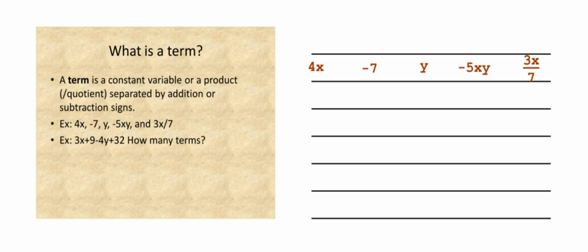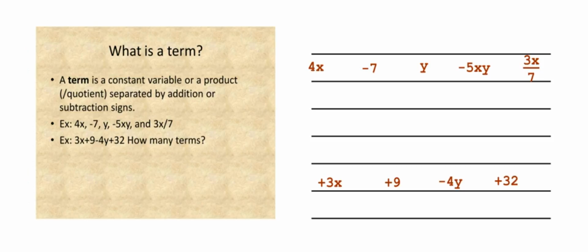Okay, how many terms do we have in 3x plus 9 minus 4y plus 32? So remember, they're separated by addition and subtraction signs. Agreed? So let's say we have 3x, 9, 4y, and do remember that it's a negative because it belongs to the 4, and 32.